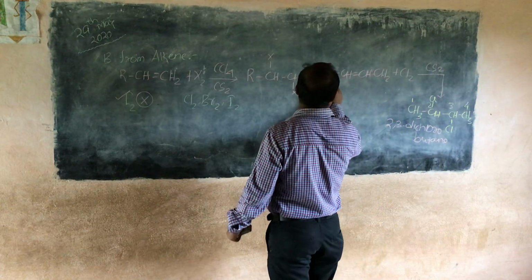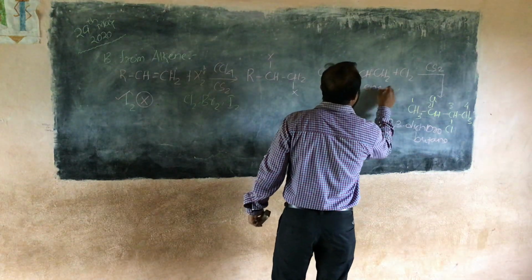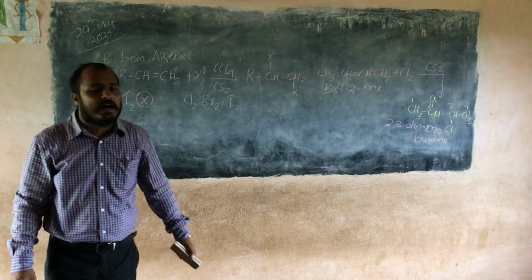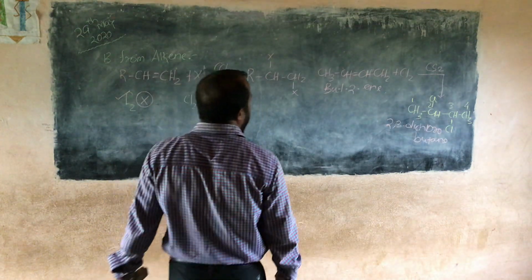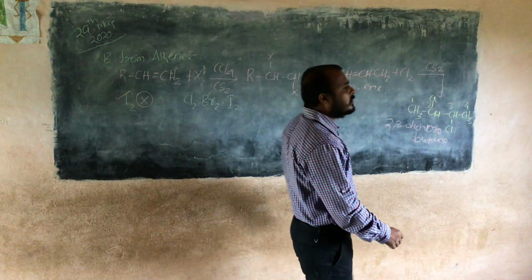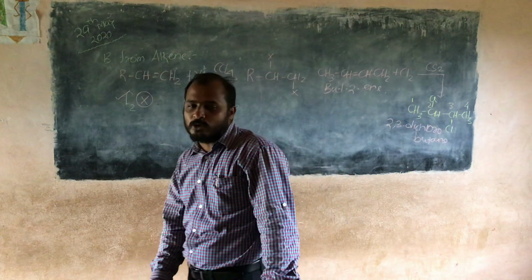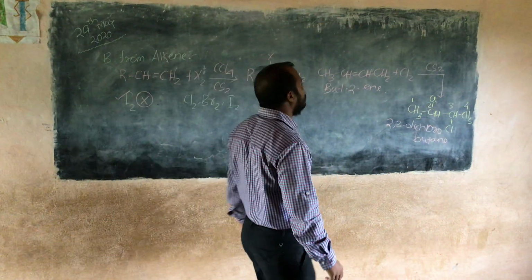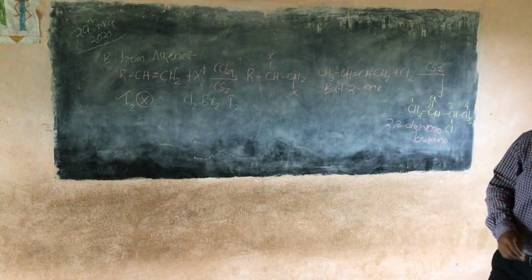Hence, 2-butene upon reaction with chlorine in carbon disulfide or carbon tetrachloride CCl4 gives 2,3-dichlorobutane. Similarly, when you substitute chlorine Cl2 with bromine Br2, it gives 2,3-dibromobutane.